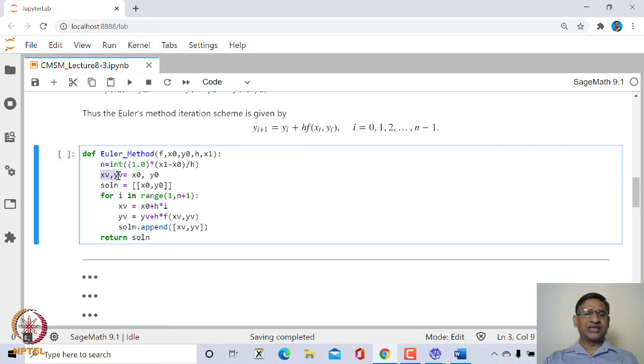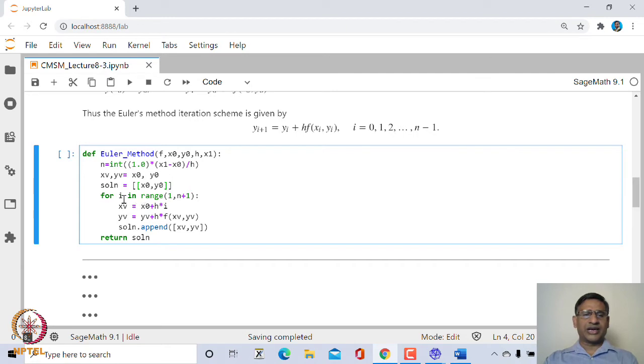Now let us define xv and yv. xv will take the values x0, x1, x2 up to xn, and xi is nothing but x0 plus h times i, that is the node. We call them node points or nodes. So xv and yv are initialized to x0 and y0, and we will find the solution at all these node points, that is at every xi we will find yi. We will put these values in a list, namely xi yi.